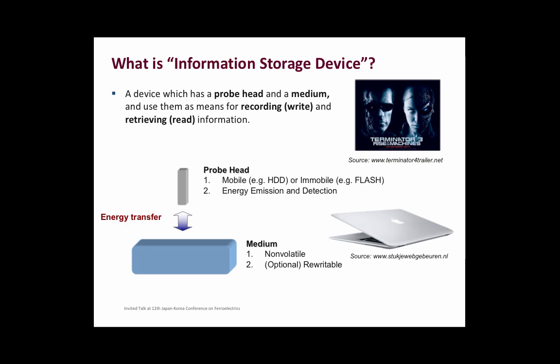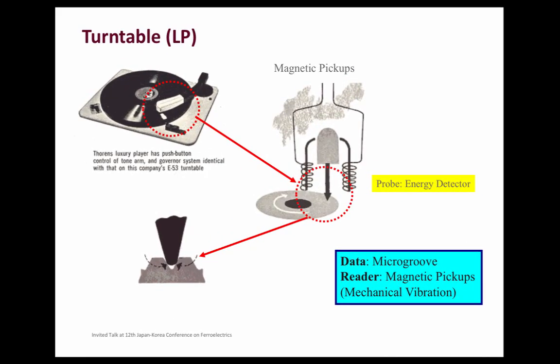In history, hard disk drive was not the only one. As you can see, the turntable, which is now obsolete, but if you go to Barnes & Noble in the United States, people are now trying to buy this one again, where you have the polymer media and the musical information is encoded in the form of topographic variation. So the pickup, the magnetic pickup, is really a strain sensor like in atomic force microscopy.